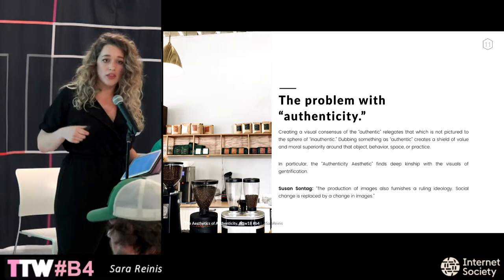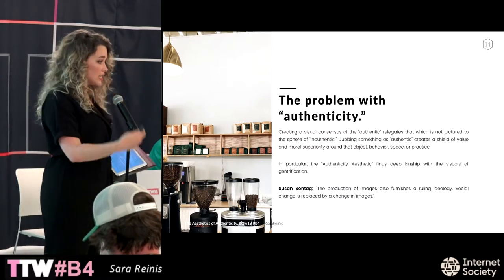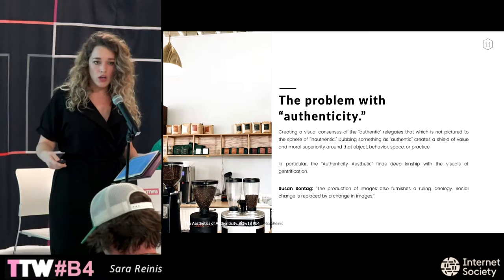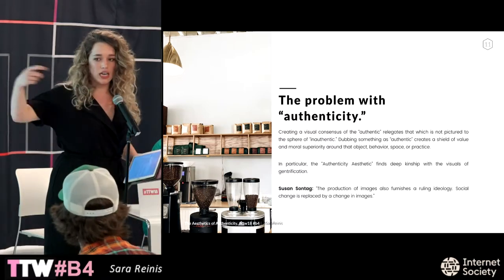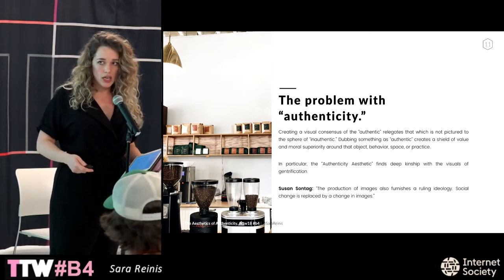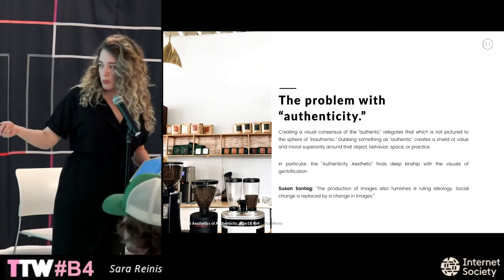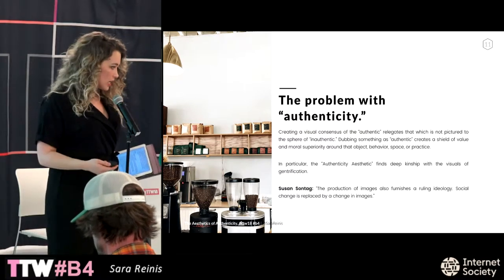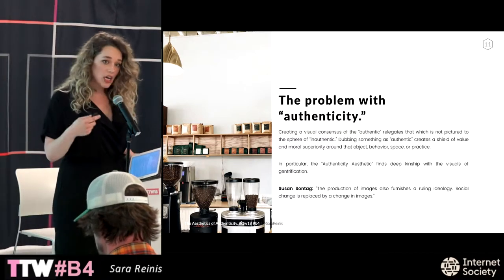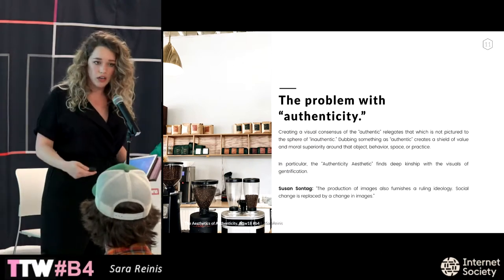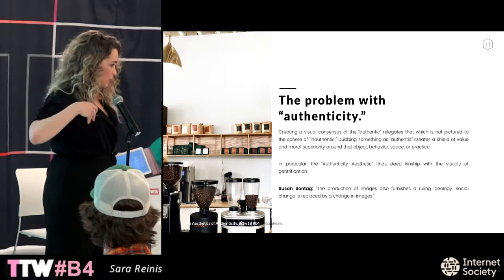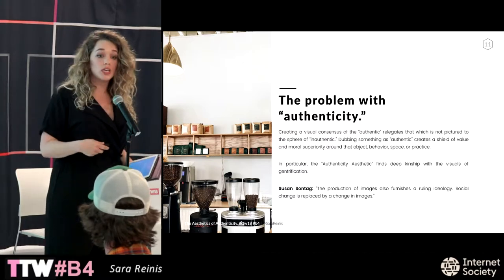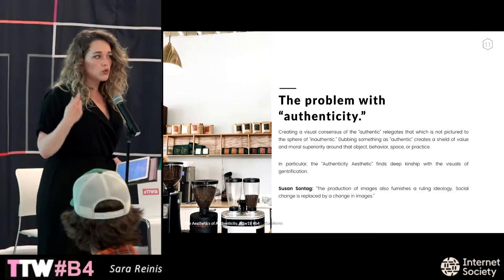And then you see within that, rather than changing our practices when experiencing this anxiety about our consumption patterns and our technological patterns, rather than adjusting those patterns, we create an aesthetic that projects a narrative that shields us from this need to actually adjust what we're doing. So as Sontag writes, the production of images furnishes a ruling ideology. Social change is replaced by a change in images. So as we begin to feel this impulse towards potentially changing how we approach and consume the world and digital technology, we're creating an aesthetic that projects this protective shield: I can't be doing something wrong if what I'm doing is authentic, if what I'm doing is real, and if what I'm doing is somehow more rooted in human nature, right?